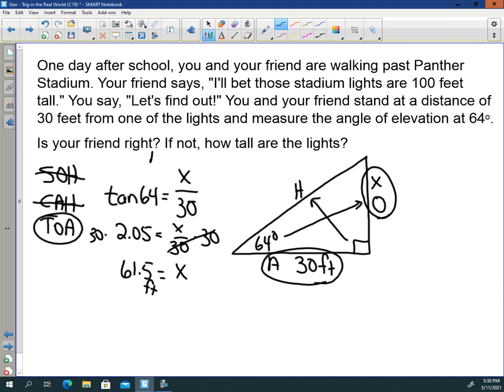And so we know that the lights are 61.5 feet. Is your friend right? No. If not, how tall are the lights? 61.5 feet. All right? You can pretty much figure out how far you are away from something or how tall something is by using right triangle trig every single time.